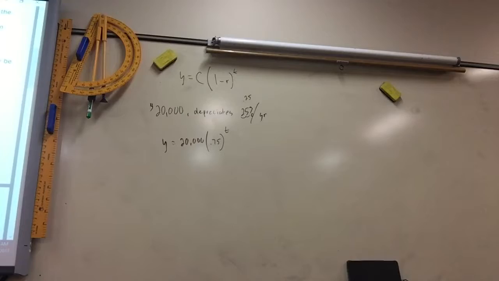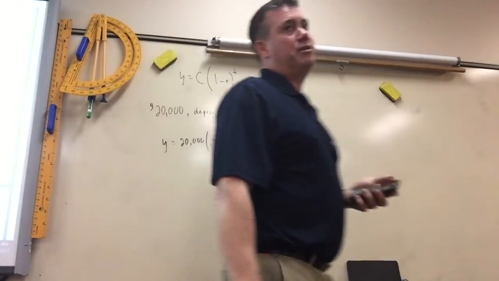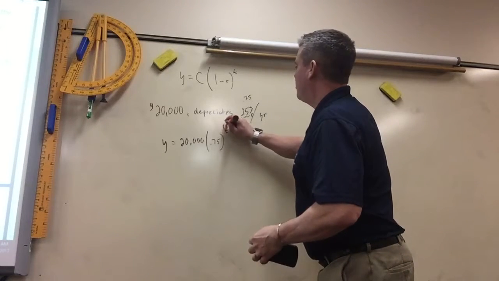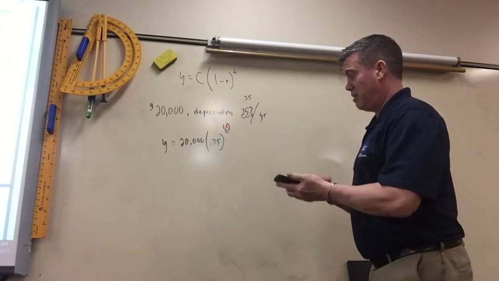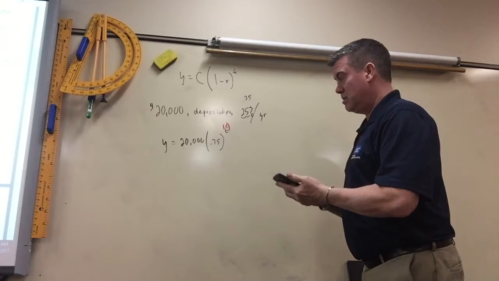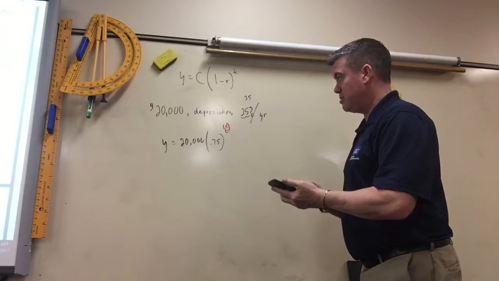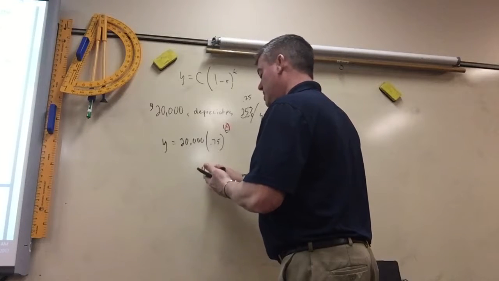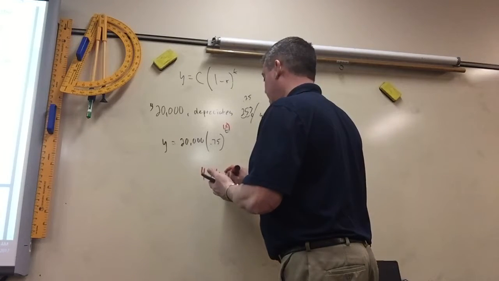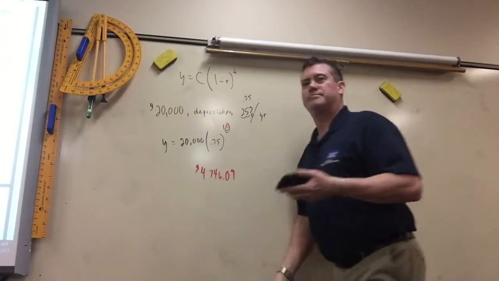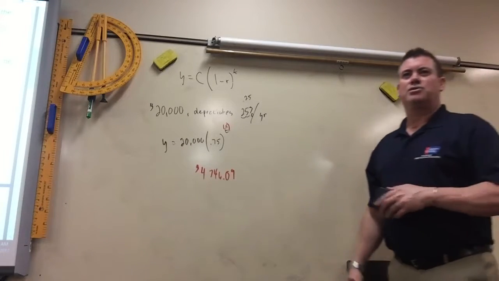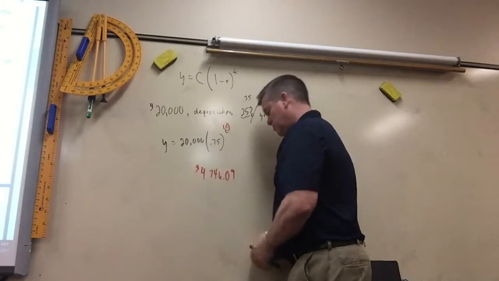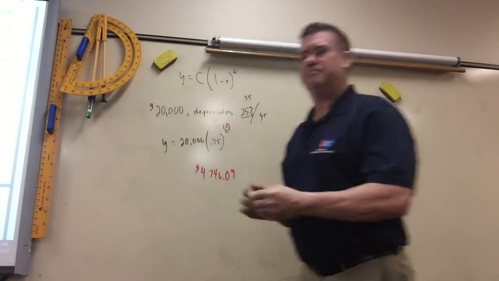So if they did ask, how much is the car worth after 5 years? All you'd have to do is put 5 in right there. And we figure them out the same way. 20,000 times 0.75 raised to the 5th. It would be worth $4,746.09. So instead of the answer getting bigger, it's going to get smaller because this number is less than 1. Make sense to everyone?